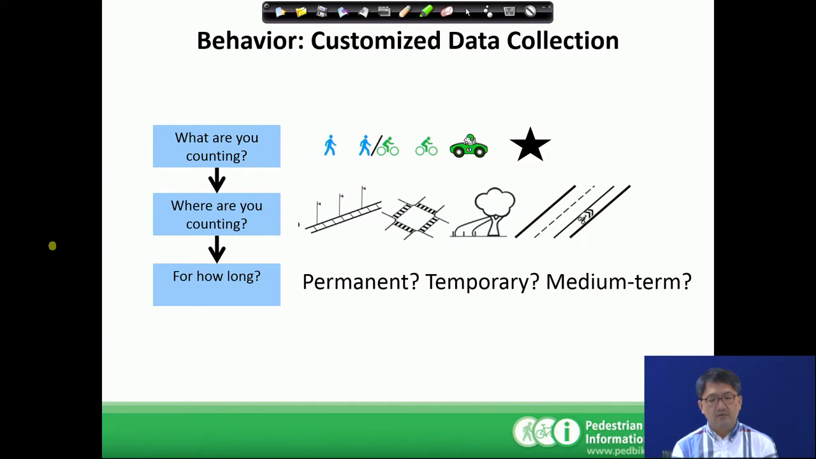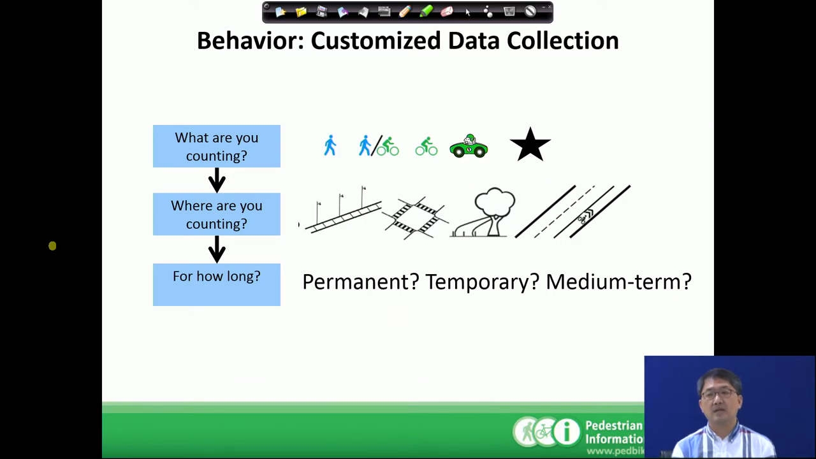A lot of times the question is: are we counting pedestrian or pedestrian-bicycle mixed traffic? Sometimes they use the same facility together, or bicycle alone, cars and so forth. Are we counting from the roadway segment or intersections, and rural path or trail type areas, things like that? And again, a lot of times we don't have a facility for counting permanently, 24/7.